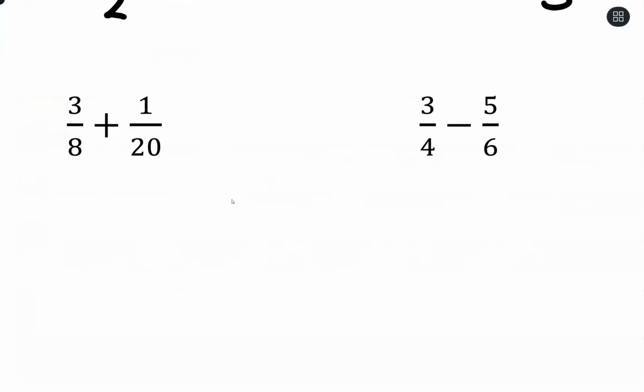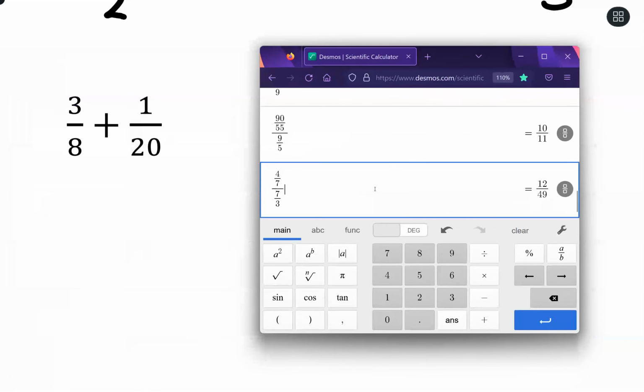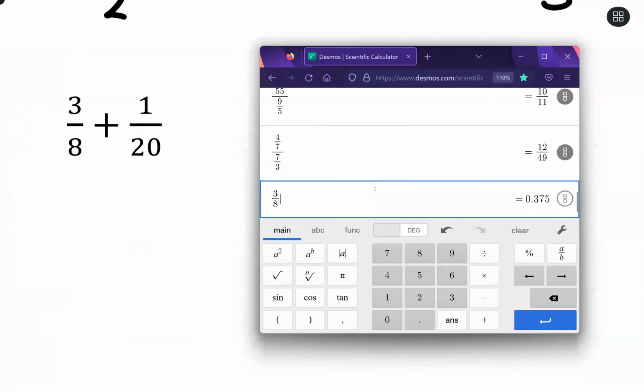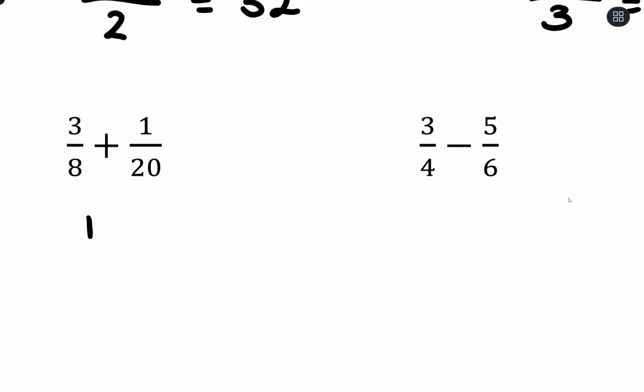Now with uncommon denominators, so like this 3/8 plus 1 over 20, we can't do that kind of quick combination. All sorts of methods out there for how to do this, and if you want to know how to do it by hand, I'll leave that up to you, but we're just going to rely on the calculator here. So 3/8 plus 1 over 20, and we get our decimal, but convert to fraction, so that would be 17/40.